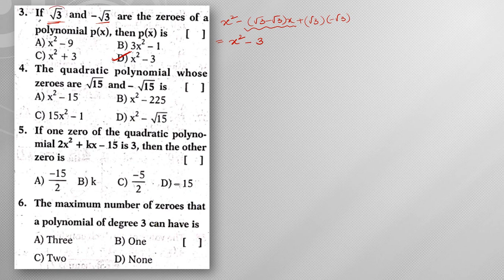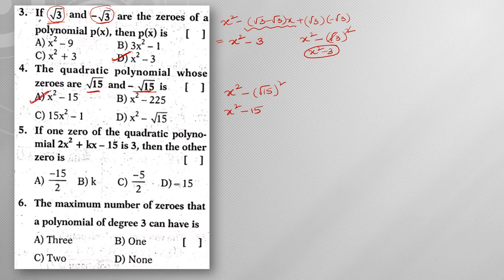Now you can observe from this that whenever you have two zeros which are equal in magnitude but opposite in sign, then simply what is the answer? It is nothing but x square minus, whatever the magnitude, that is root 3 whole square. So you can remember this form. Square and root get cancelled, so this can be written as x square minus 3. Okay. Next, the quadratic polynomial whose zeros are root 15 and minus root 15. Already we have discussed, right? So this can be written as x square minus of root 15 whole square, so I can write this as x square minus 15. Hence the answer is x square minus 15.